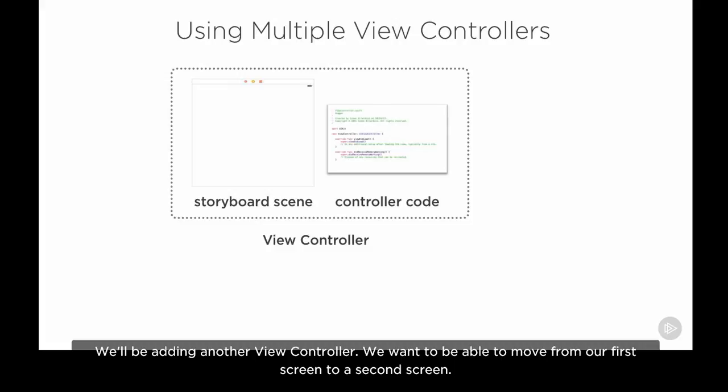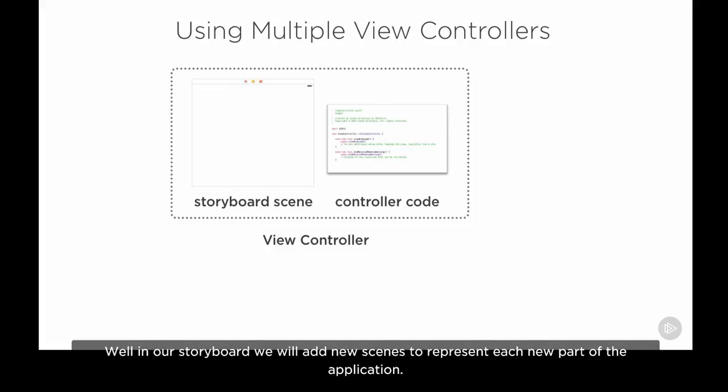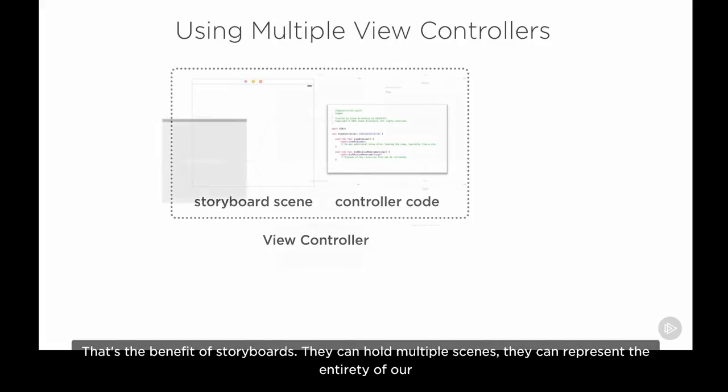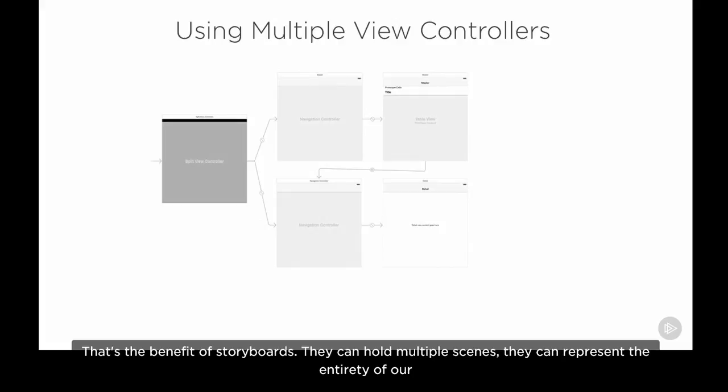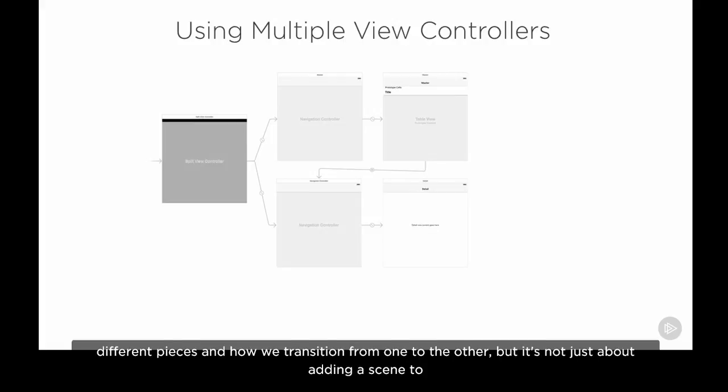We want to be able to move from our first screen to a second screen. Well, in our storyboard, we will add new scenes to represent each new part of the application. That's the benefit of storyboards. They can hold multiple scenes. They can represent the entirety of our application, all of our scenes, and, very importantly, the flow of the app, the relationships between these different pieces and how we transition from one to the other.